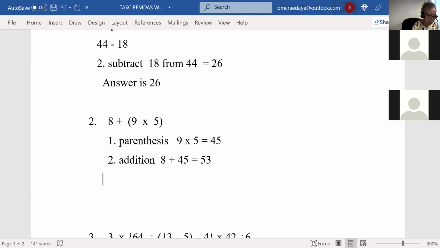This one is very similar to the first problem. The only thing, the first problem had subtraction and this one had addition, right? But we had the parentheses and then we had the addition operation. Within the parentheses, we had the multiplication, okay? So the answer is 53. All right. Now, let's go to another order of operation problem. Number 3.